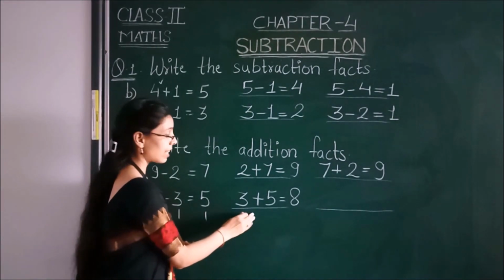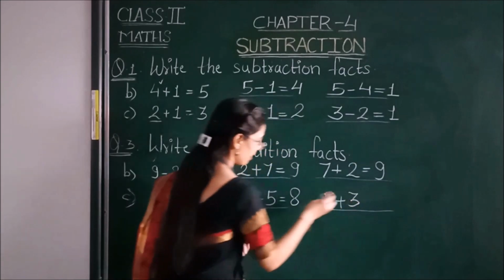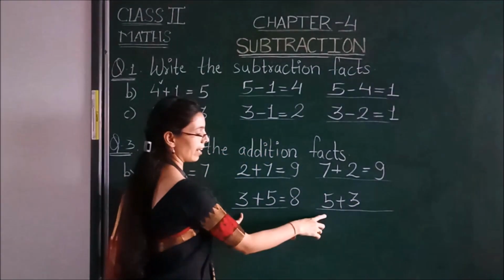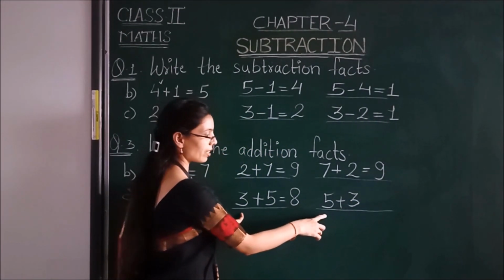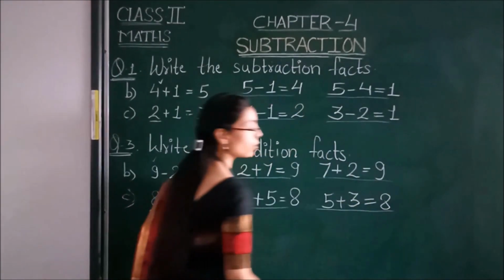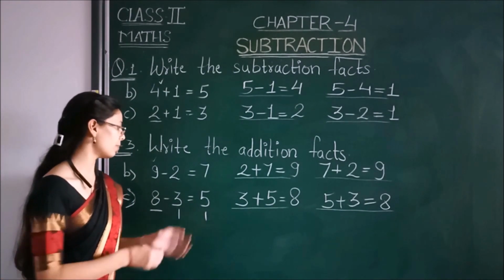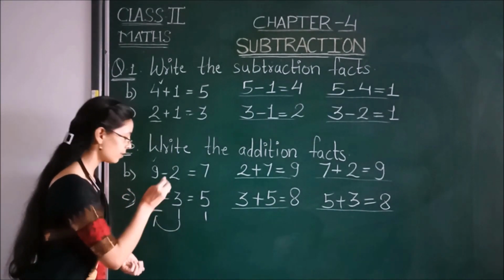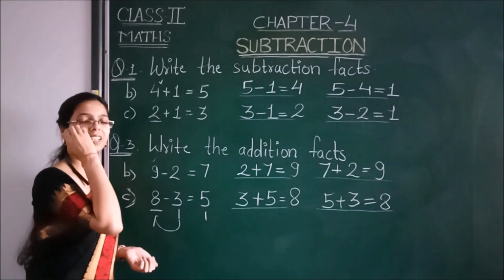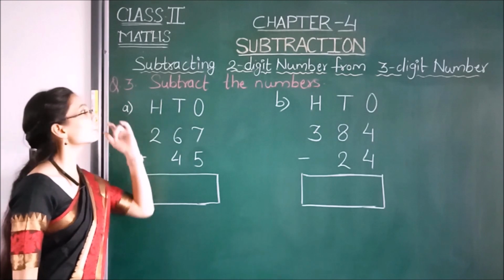Now we can write these numbers in another order. 5 plus 3. Here is 3 plus 5 and we can change its order. 5 plus 3 is also equal to 8. When we add these two numbers, we will get this bigger number. Okay. Now children, question number 3.